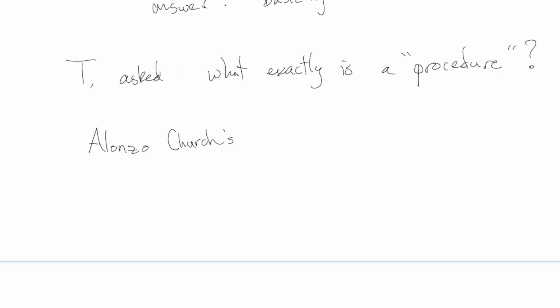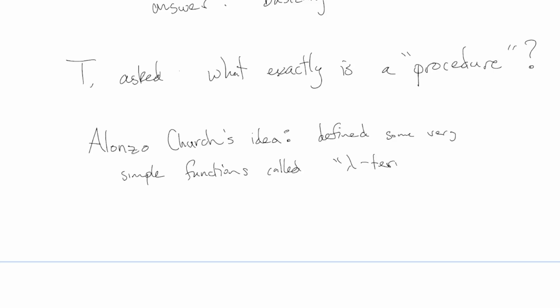So Alonzo Church's idea was, sort of, this is kind of like using axioms to answer the question, he defined a small collection of very simple functions, like pure abstract mathematical functions in set theory, and he called these things lambda terms. That's the Greek letter lambda. And Church said, any procedure that you can imagine should be expressible in terms of my very simple lambda terms. And that's what counts as a procedure. It's any kind of function which can be expressible using these very basic ingredients. This is kind of a similar idea to using axioms in the first place. Very simple functions called lambda terms.